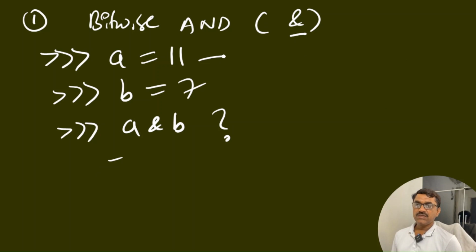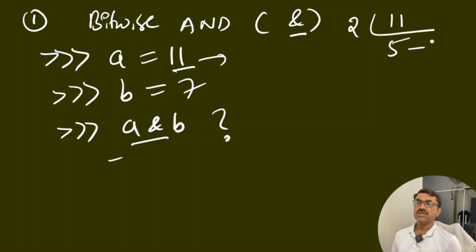As I said, it takes the input in the form of decimal numbers, and the output we are going to obtain is also a decimal number, but the internal operation is done at bit level. So what does it mean? Actually, to get the result, first internally it is going to take the number 11 and convert it into binary first.